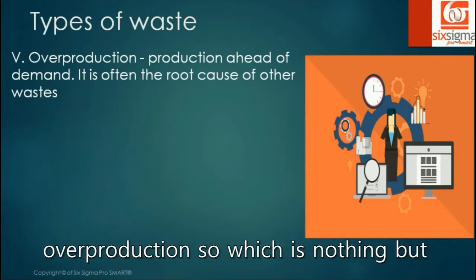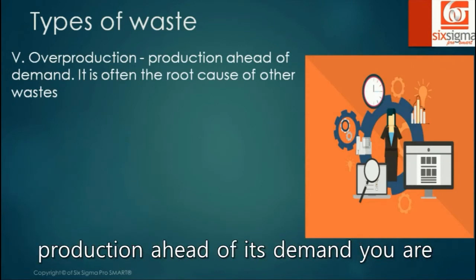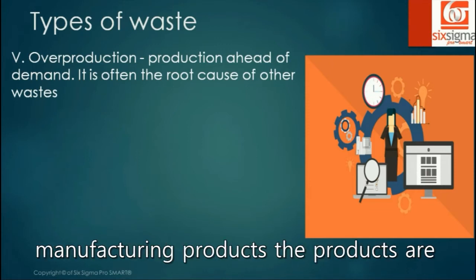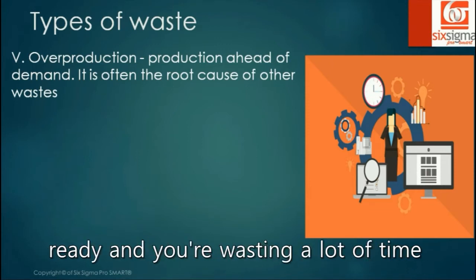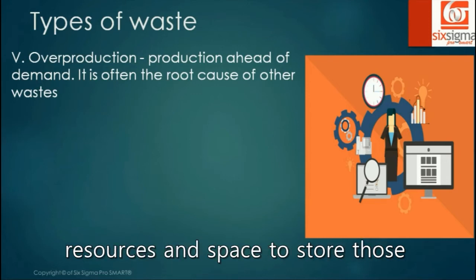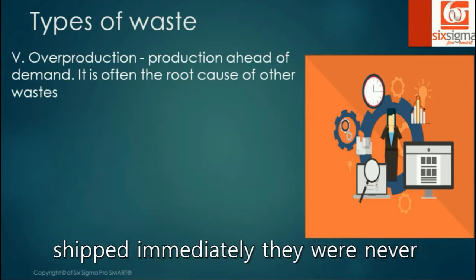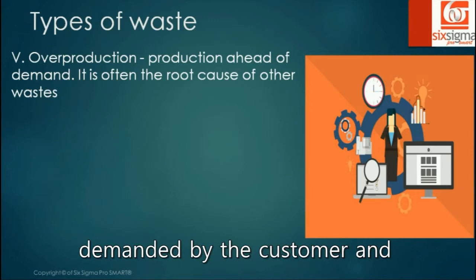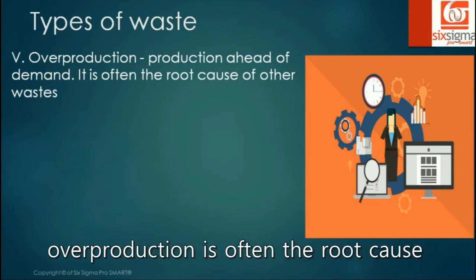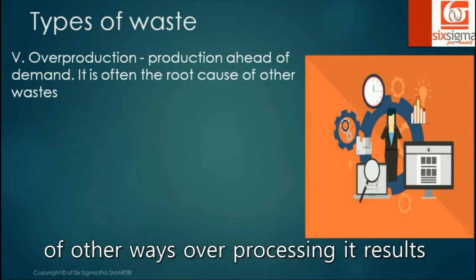Fifth one is overproduction, which is nothing but production ahead of its demand. You are manufacturing products, the products are ready, and you're wasting a lot of time, resources, and space to store those products, as those are not going to get shipped immediately. They were never demanded by the customer. And overproduction is often the root cause of other wastes.